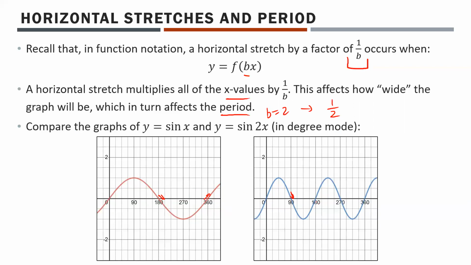360 times 1/2 is 180. So there's our midline going up. You could also look at your maximum point. Your maximum was 90, and now it's between 0 and 90, which of course would be 45. We just times it by 1/2, right?